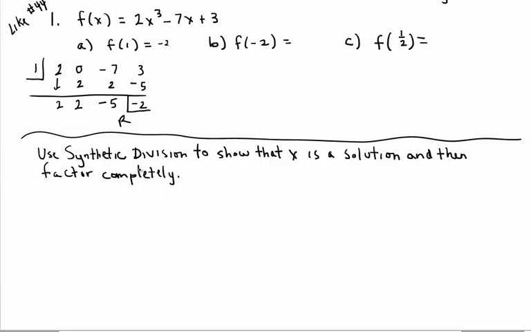Use synthetic division. Yay, easy, to show that x is a solution. Well, if x is a solution, my remainder should be 0. So what that means is r must be 0. So if I don't get 0, I did something wrong. And then once I do synthetic division, I can take the quotient and factor it, it sounds like. It sounds like I'm going to be able to factor several times. All right, so here's our first example.